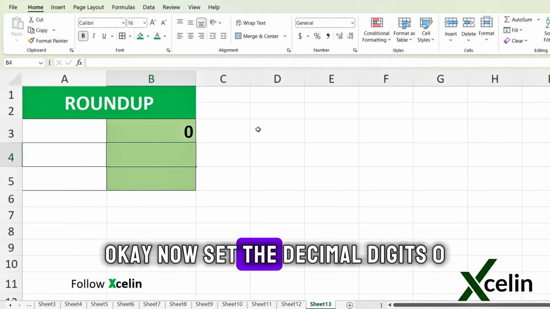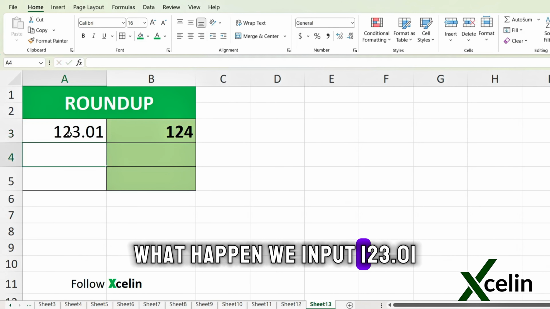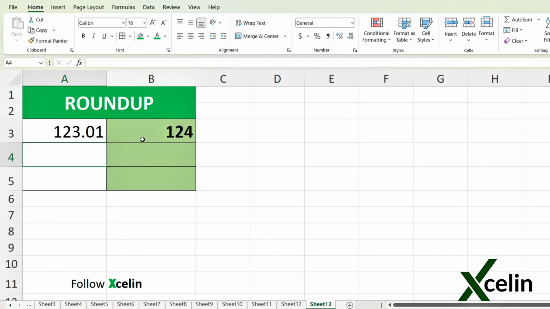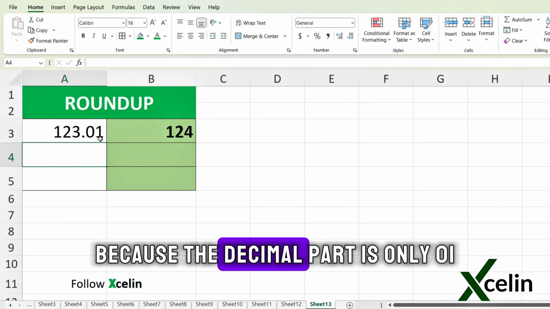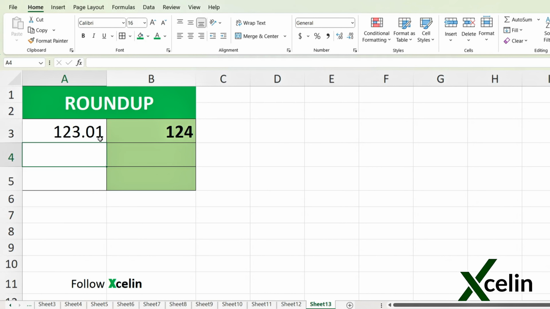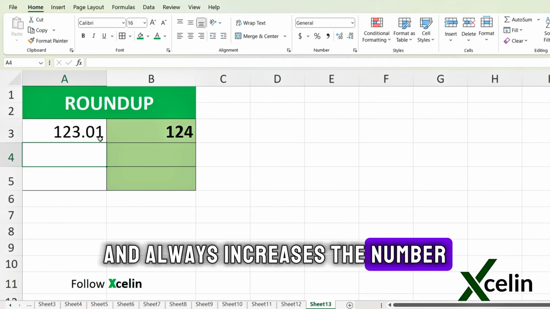Even though the third decimal is only 1, Excel still rounds the second decimal up. Okay, now set the decimal digit to 0. What happened? We input 123.01, and the result is 124. Normally, ROUND would return 123 because the decimal part is only 0.01. But ROUNDUP ignores that rule and always increases the number.